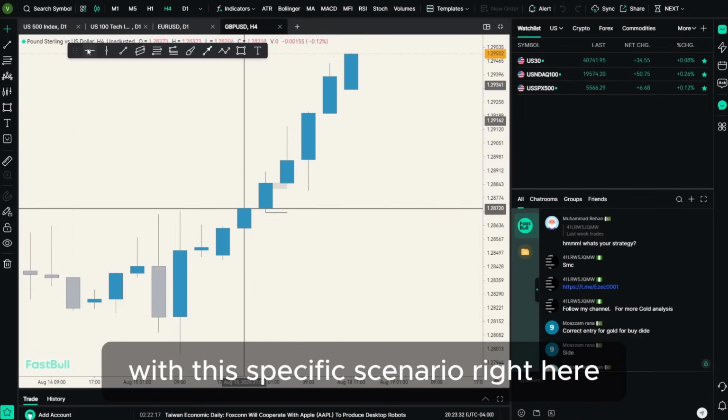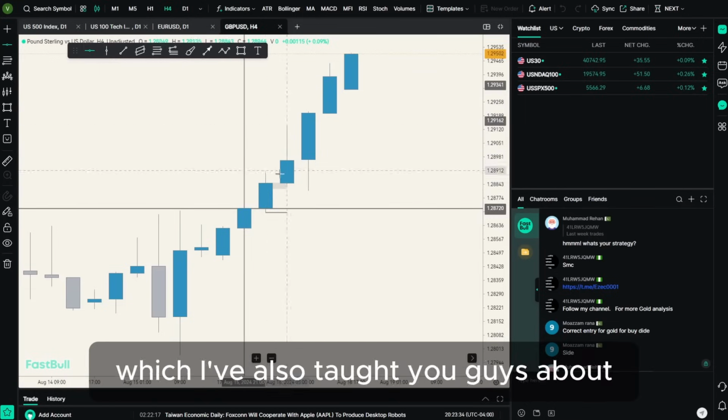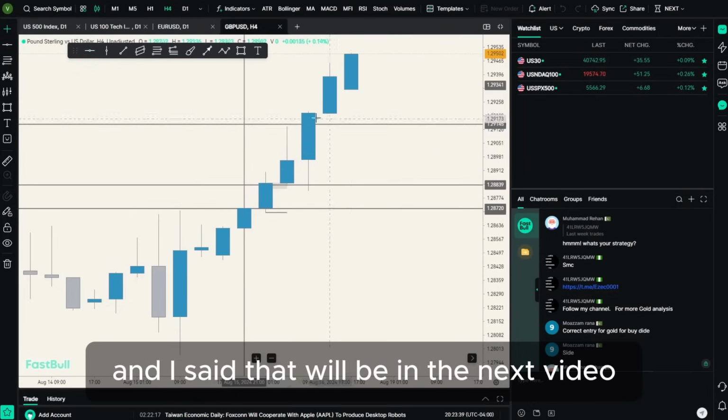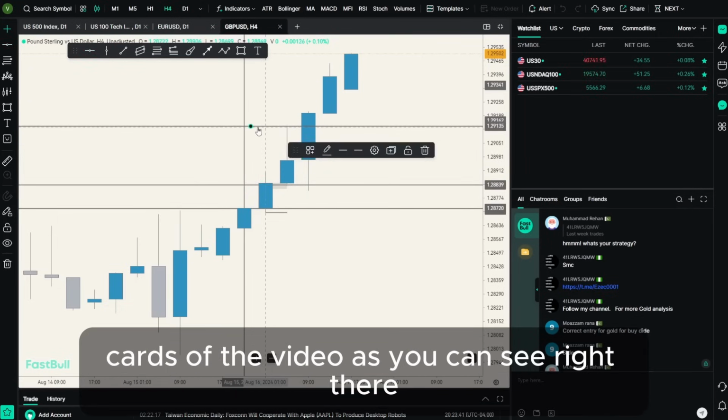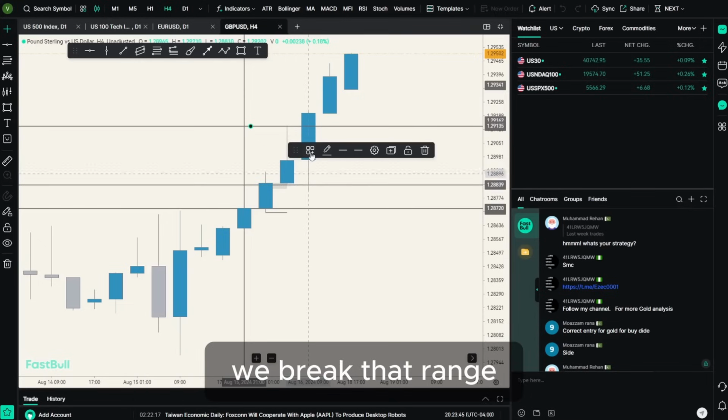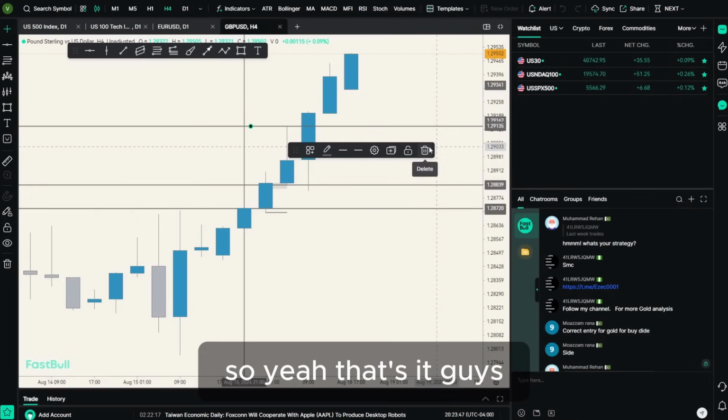With this specific scenario right here, you would have to use the CIT model, which I've also taught you guys about. As I said, that'll be in the cards of the video. But as you can see right there, candle low, and then we break that range, and we proceed to make the high.